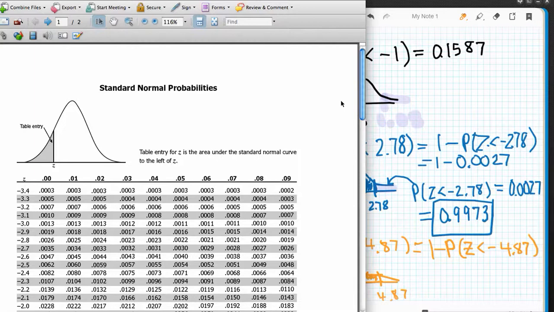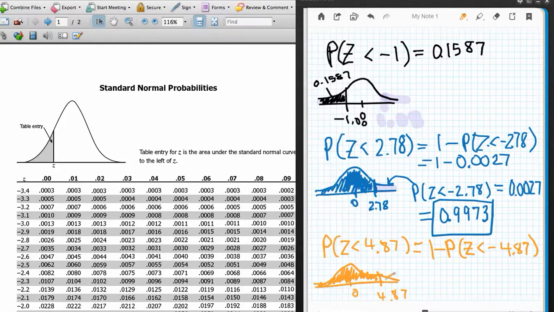The Triola book says at the very, very bottom, for values of z below negative 3.49, use 0.0001. Okay, so this one is definitely below that. So what we're going to use here is that this area is 0.0001. And so this is 1 minus 0.0001. And that would give us 0.9999. And so that would be the approximate probability.